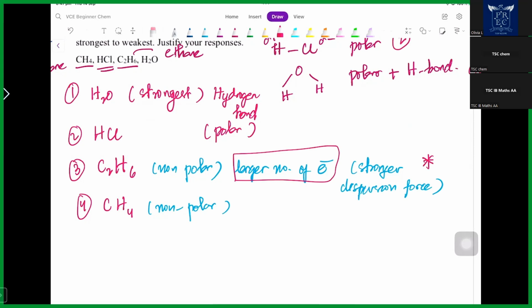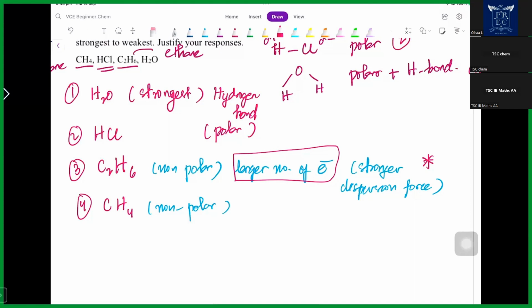All right, questions so far? So always consider this. First of all, think, is there any pole? You classify any molecule into polar and non-polar first. From the polar molecule, identify, is there any hydrogen bonding? Special type. The one with the hydrogen bonding will be the strongest.